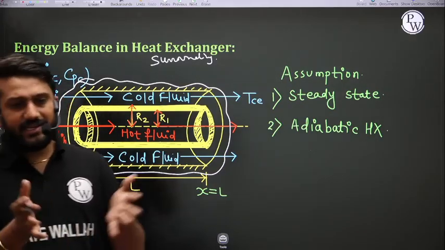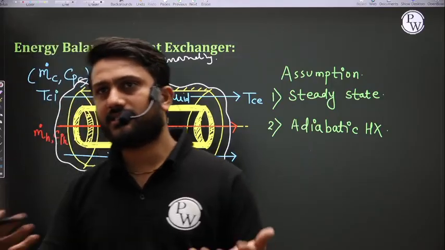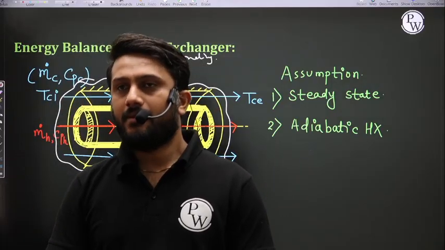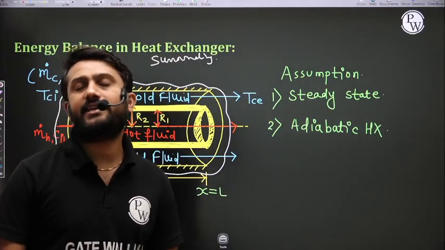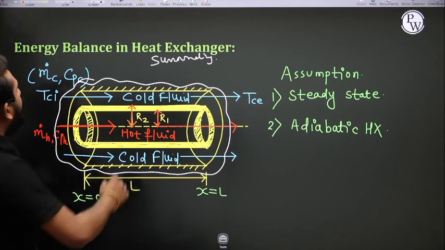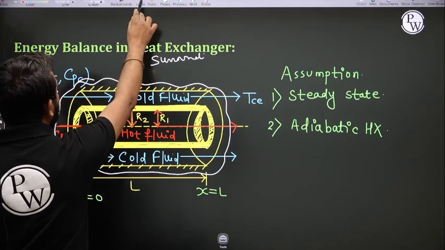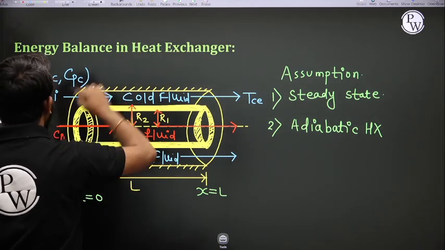See, there is a heat exchange between the hot fluid and the cold fluid because this is a part of the system only. But there is no heat transfer to the surrounding. Right? So I say that the heat exchanger is adiabatic, or an adiabatic heat exchanger.